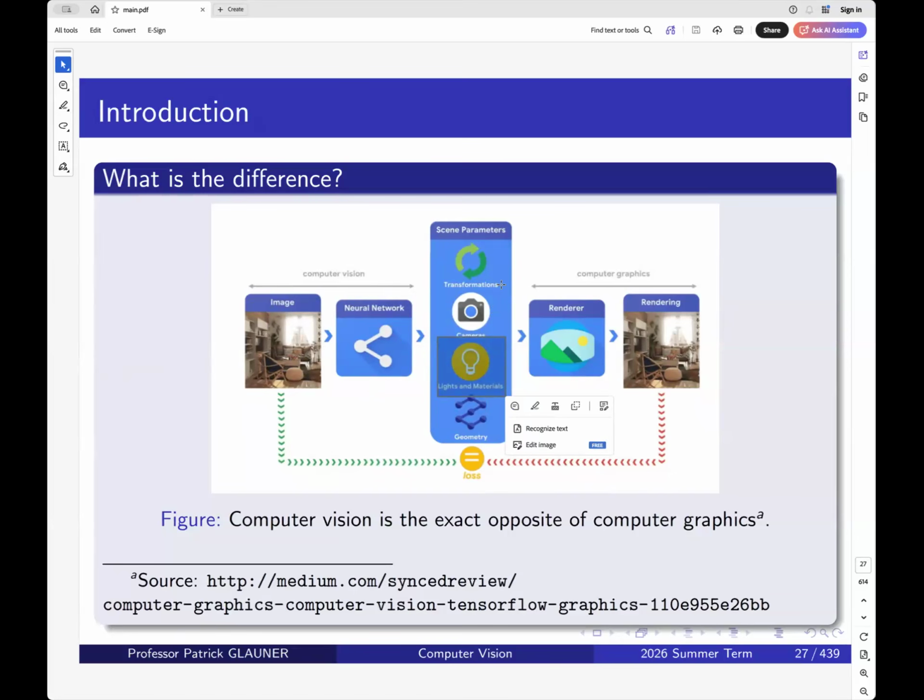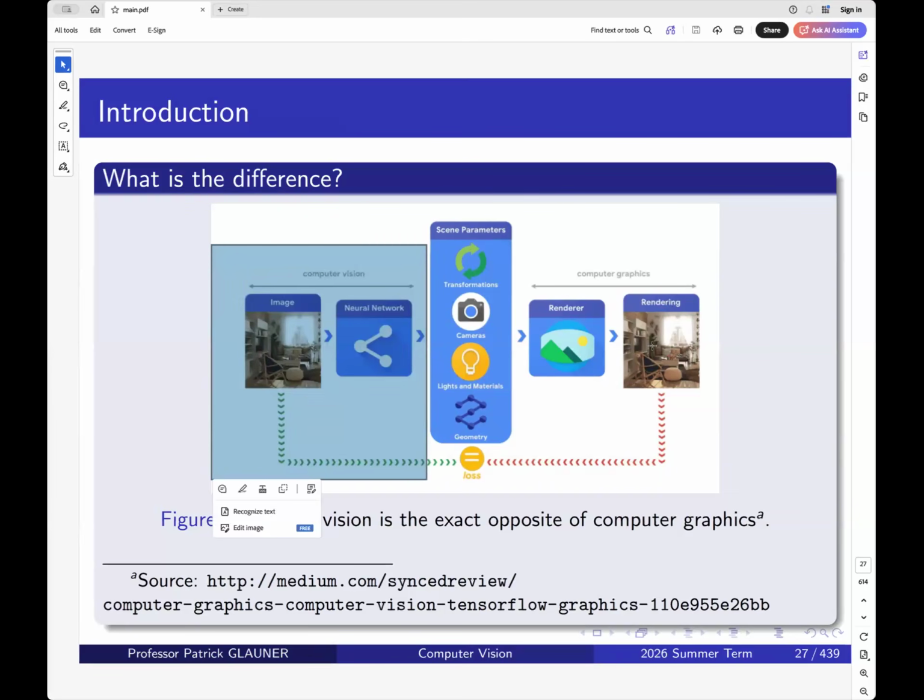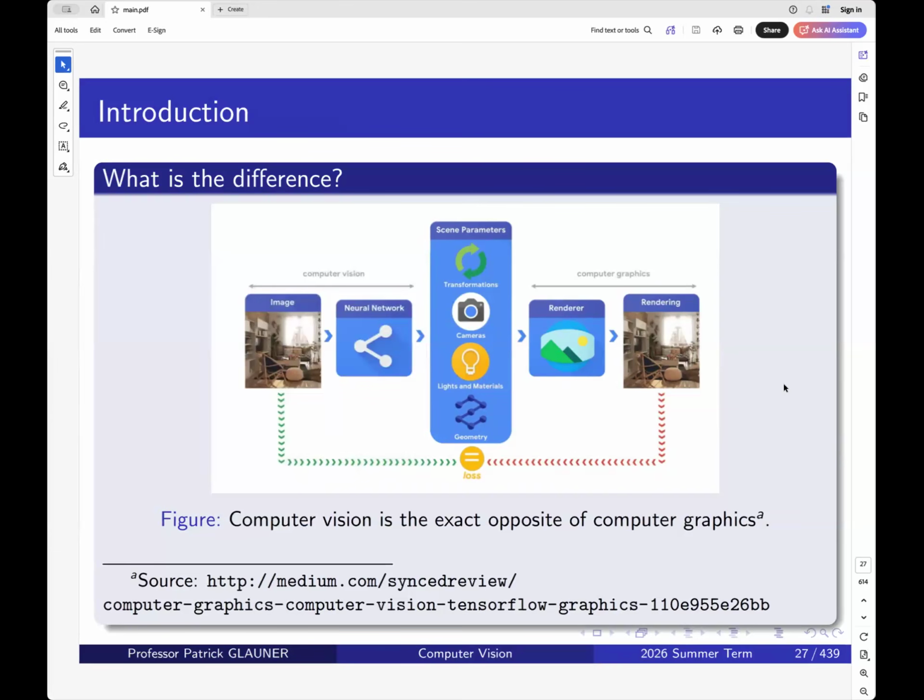So we try to infer these model properties from an image in computer vision, while in computer graphics, we want to generate an image from these models. That's why, to me, computer vision is actually the exact opposite of computer graphics. And this course will focus on computer vision. Obviously, we may see a couple of computer graphics things too, but the real focus will be on computer vision, and computer graphics is just the exact opposite of what we are doing in this course.